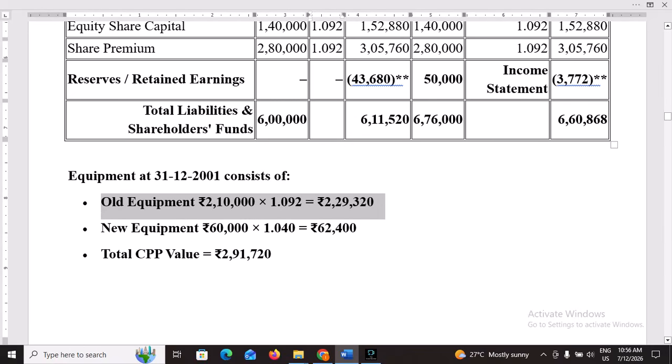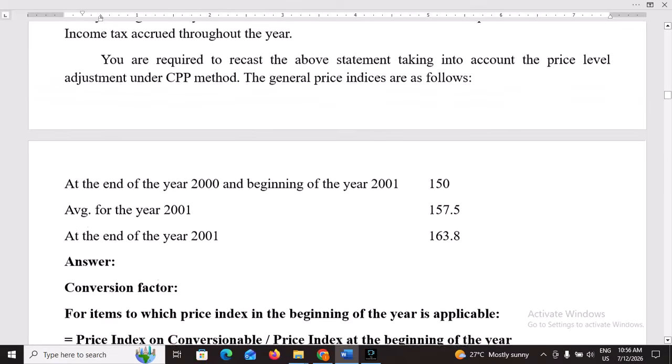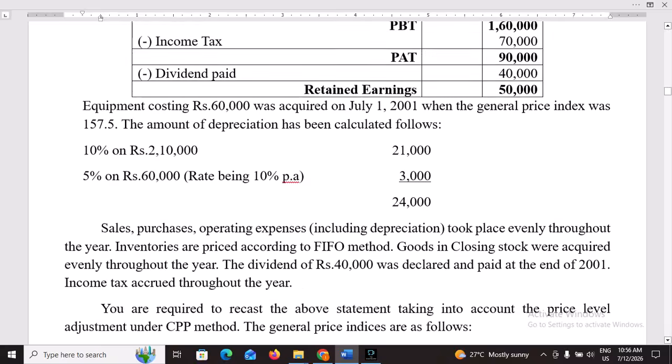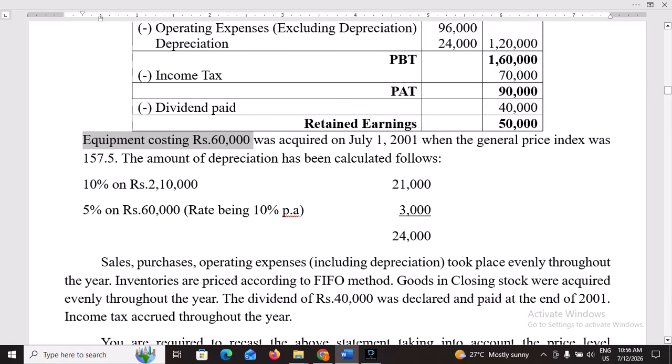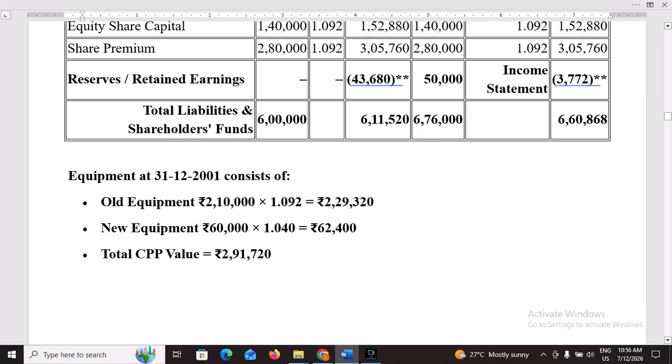Same as before, okay, done. New equipment cost is rupees 60,000. New equipment cost is 60,000. Correct?